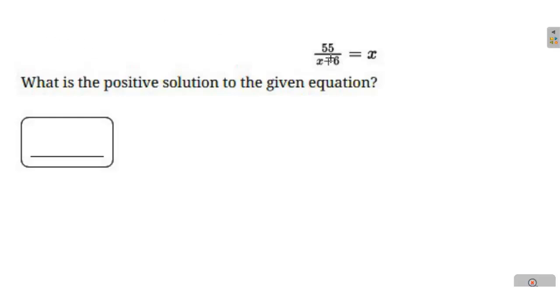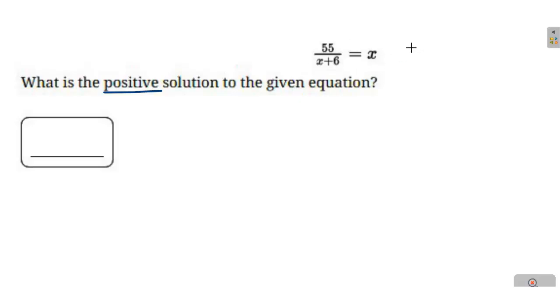So in this question, we have 55 over x plus 6 is equal to 11. And we are required to find the positive solution to the given equation. The key statement here is positive solution. So that implies that the solution is likely to be both positive and negative, so we have only to choose the positive.